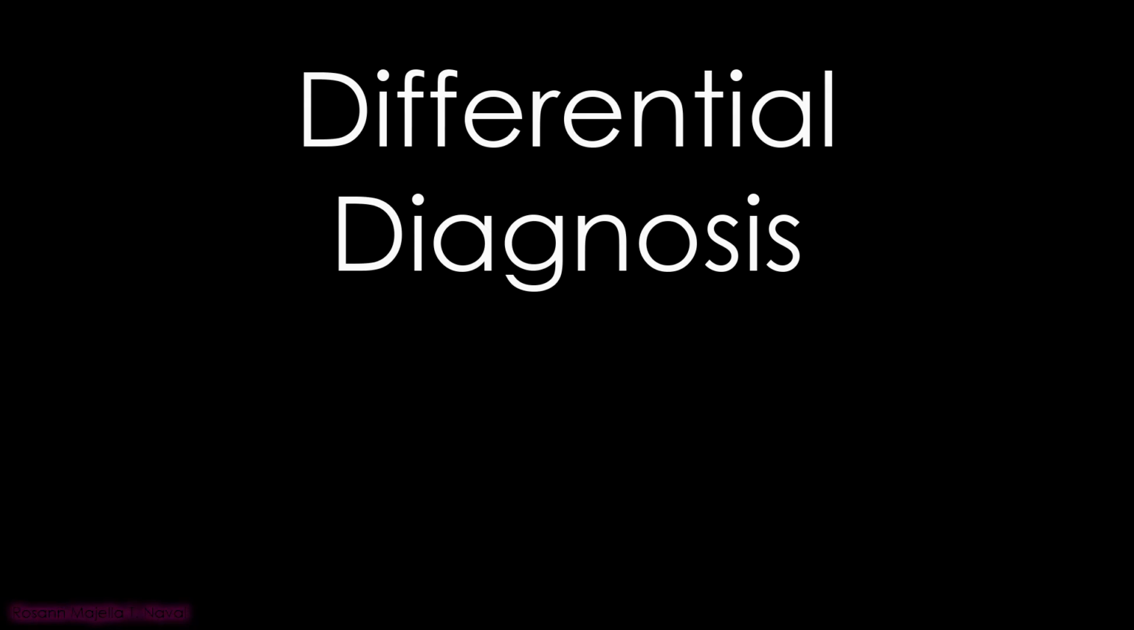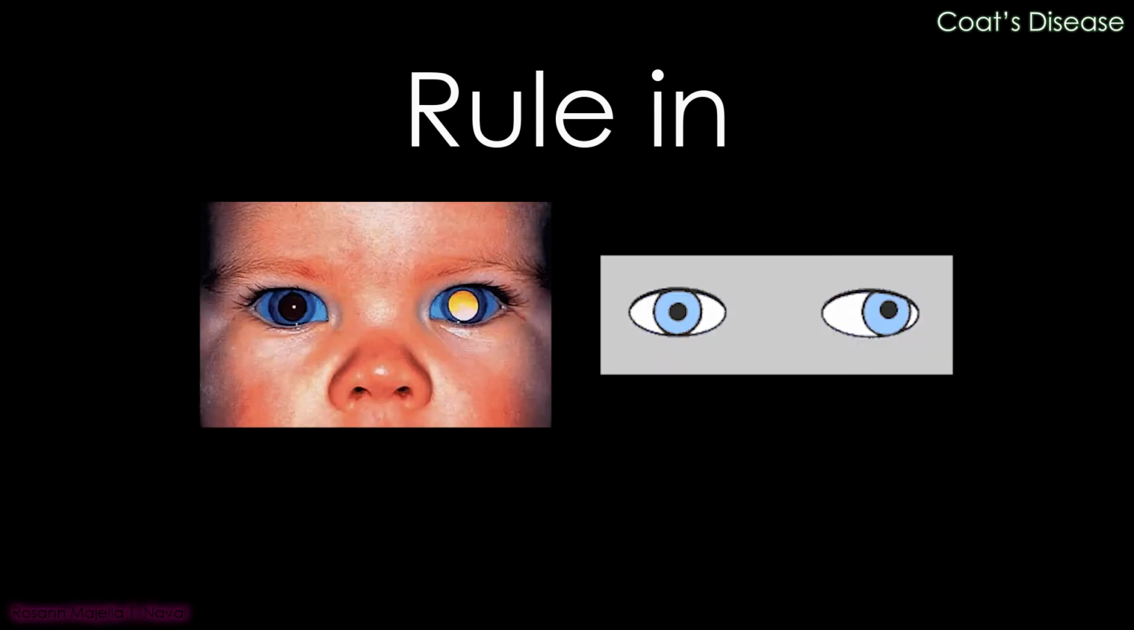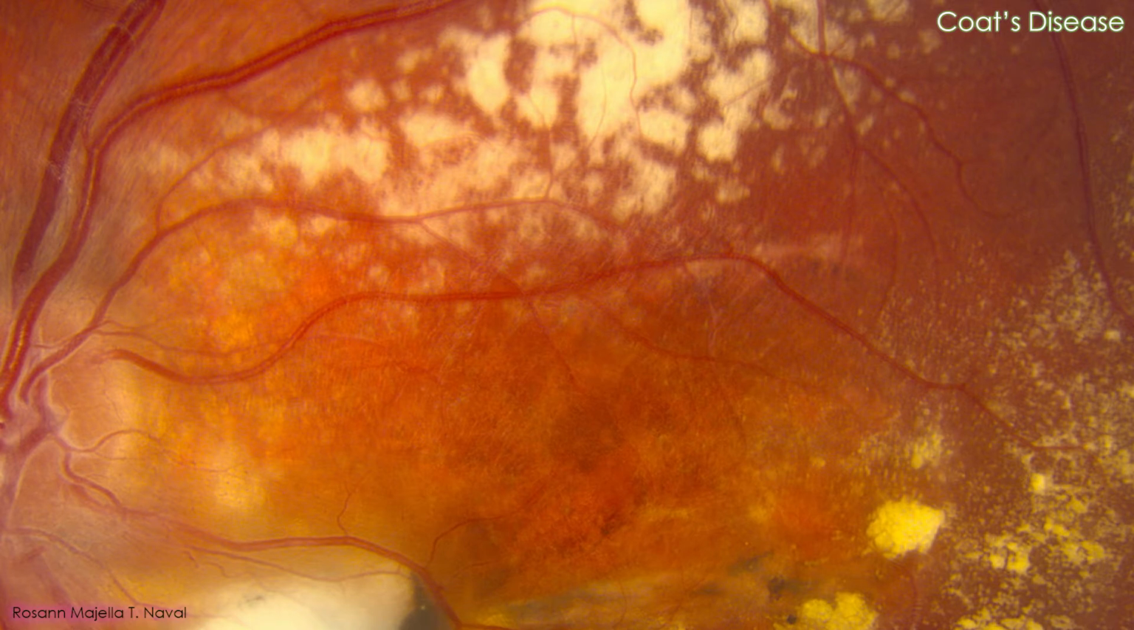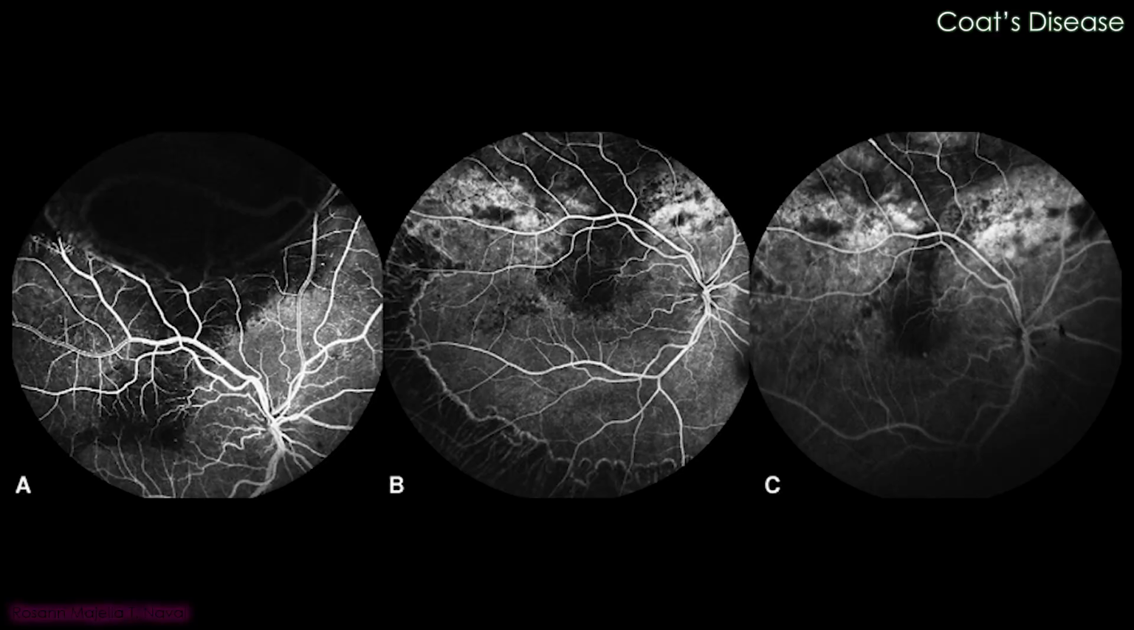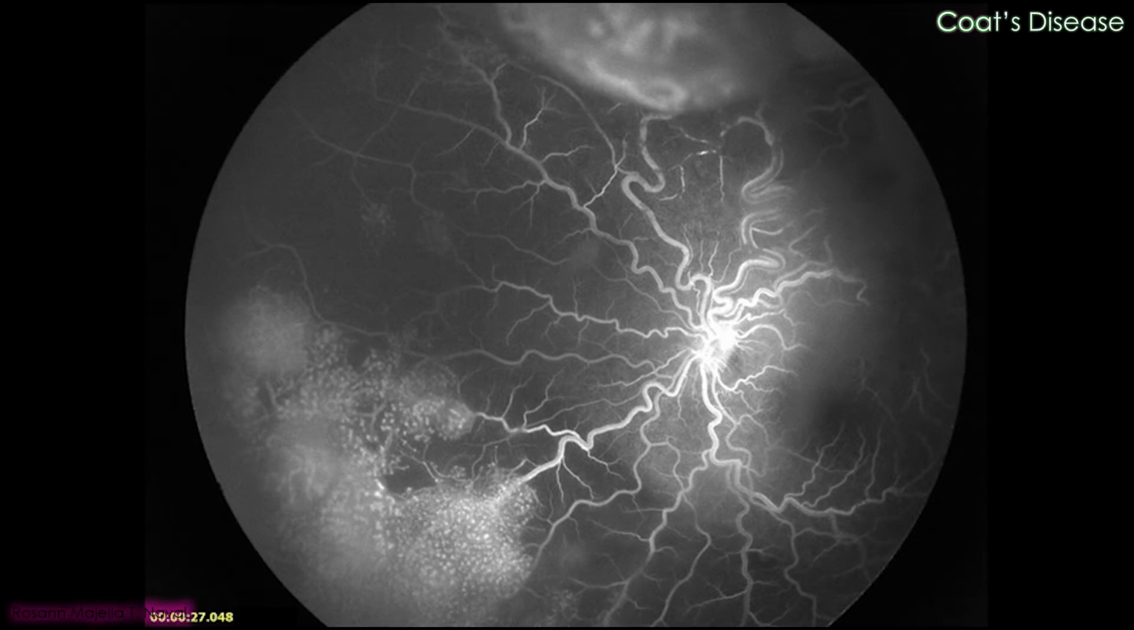Differential diagnosis. Coats disease. This could be ruled in because it presents with leukocoria and strabismus, but can be ruled out because it has a more yellow appearance with yellow subretinal exudates compared to retinoblastoma. On fluorescein angiography, it has a more characteristic telangiectatic and dilated vessels, regions of non-perfusion, and aneurysms with leakage.